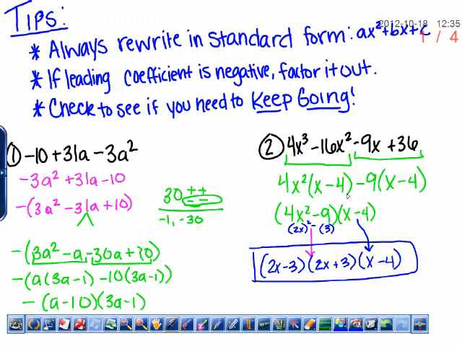Sean? No, because the signs would either need to have been all different in one of your binomials. But at the end, if that is what you end up with, factor out the negative, because you don't want a negative at the beginning of your binomial. Okay, any other questions on number 2?